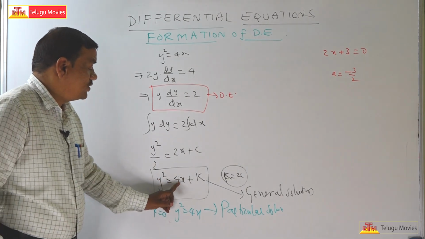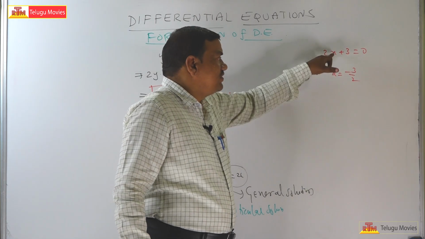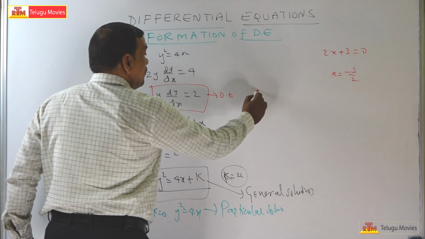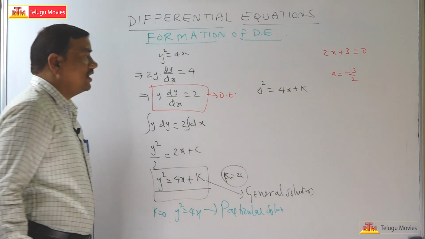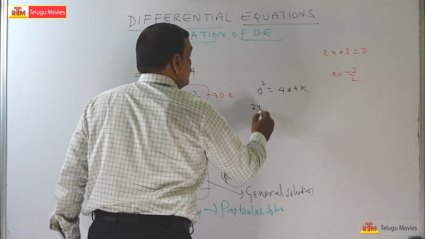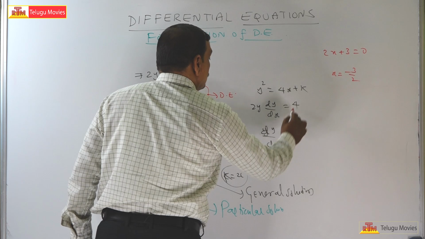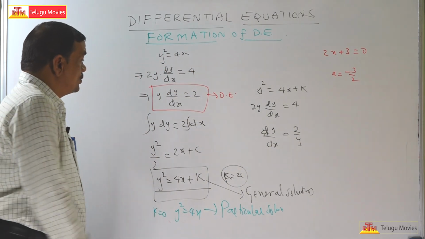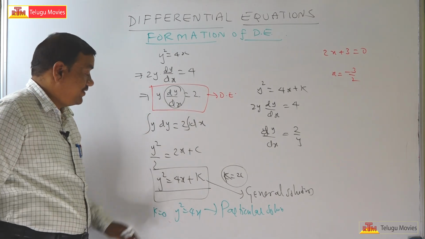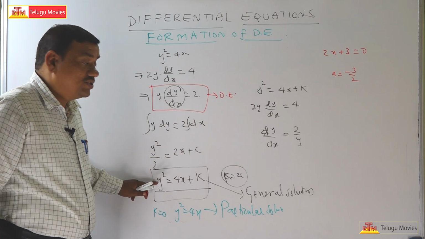How can you say that y square is equal to 4x plus k is a general solution of this differential equation? As usual, just as x equal to minus 3 by 2 satisfied the earlier equation, let us verify. Take y square is equal to 4x plus k and differentiate with respect to x. This is 2y into dy by dx is equal to 4. So dy by dx is equal to 2 by y. In place of dy by dx, substitute 2 by y, and 2 by y will get cancelled, giving 2 is equal to 2. Therefore, this equation satisfies the given differential equation. That's why this is called the general solution.